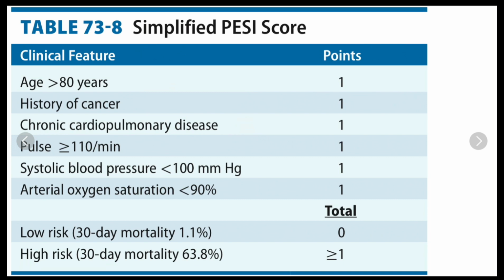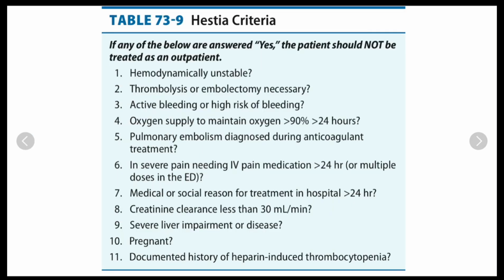Then if the score is 0, the 30-day mortality is only 1.1%. If the score is 1 or more than 1, then the 30-day mortality rate will be 63.8%, which is very high, very, very important. This is the simplified PESI score.